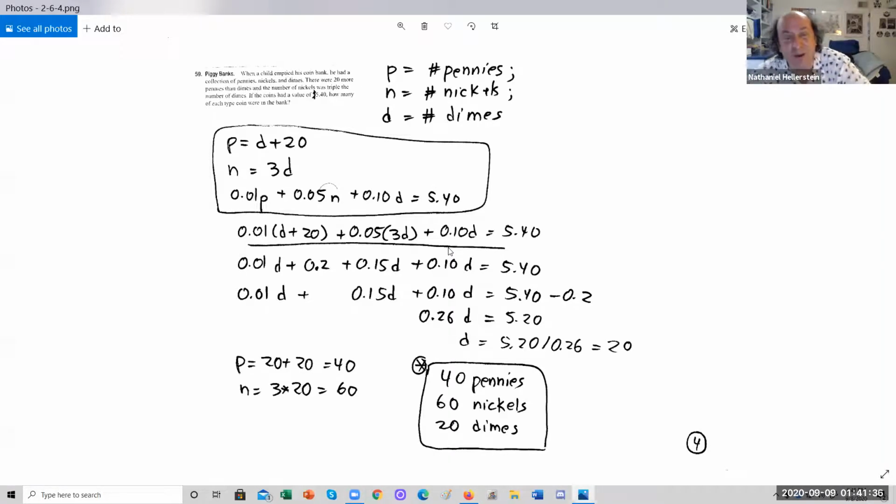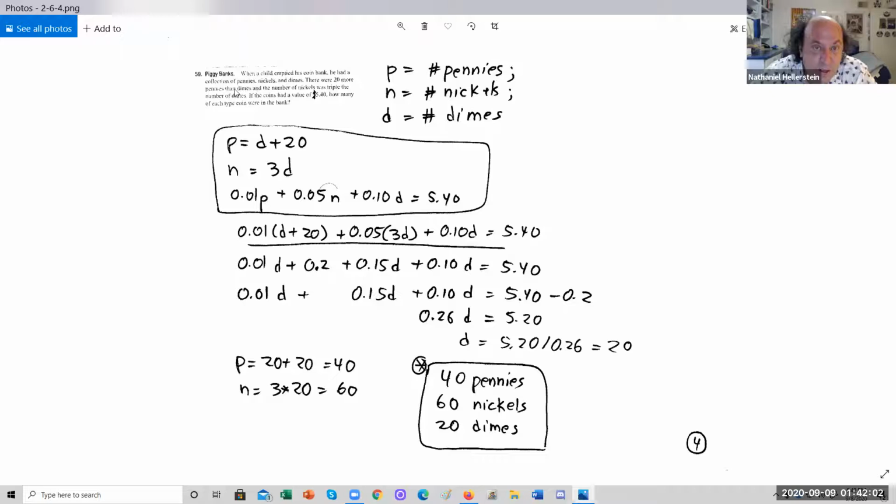Oh, here's a fun one. Someone has P pennies, N nickels, D dimes. There are 20 more pennies than dimes, and the number of nickels was triple the number of dimes. The total value is $5.40. How many of each type of coin were in the bank? OMG, who even pays attention to pennies nowadays? But I digress.